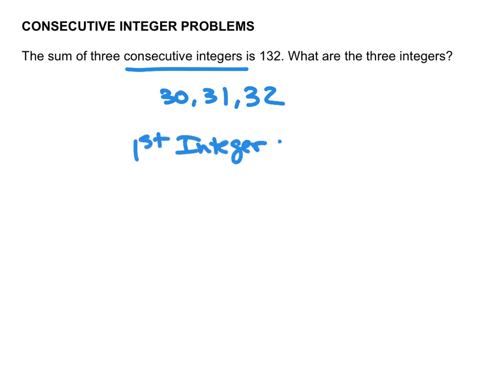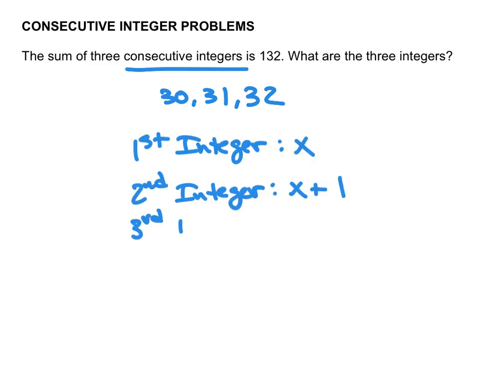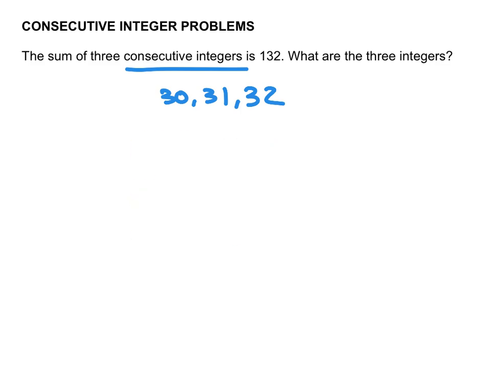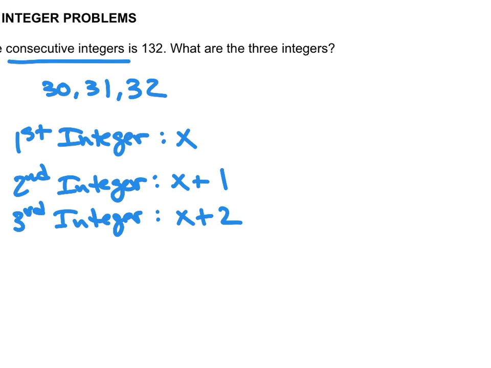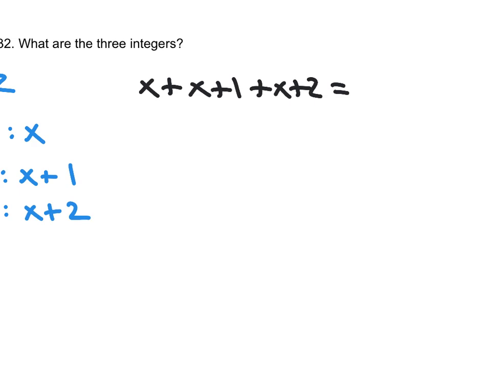x. My second integer, all right, I know is going to be that number, x plus 1. My third integer is going to be my first integer and then add 2. All right. Now, from here I can set up this equation and say that the sum of all these, which in this case is going to be x plus x plus 1 plus x plus 2, is equal to 132.